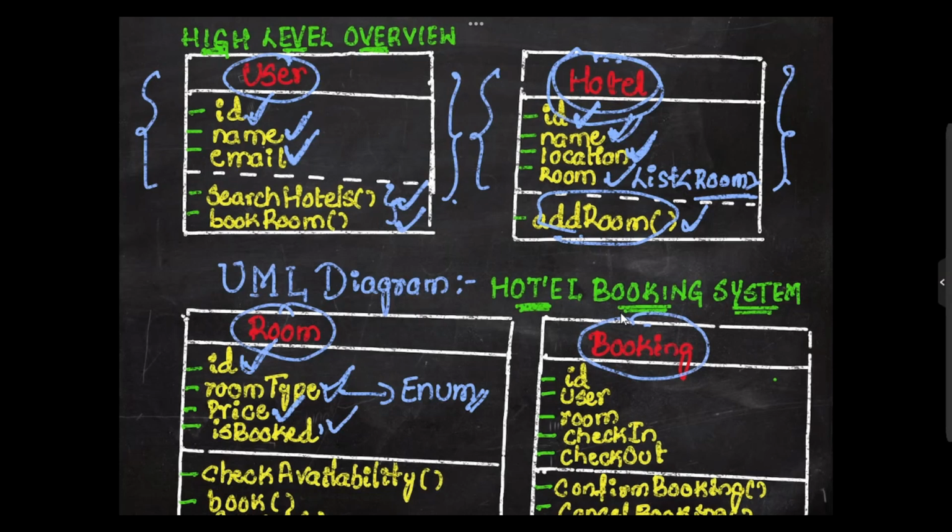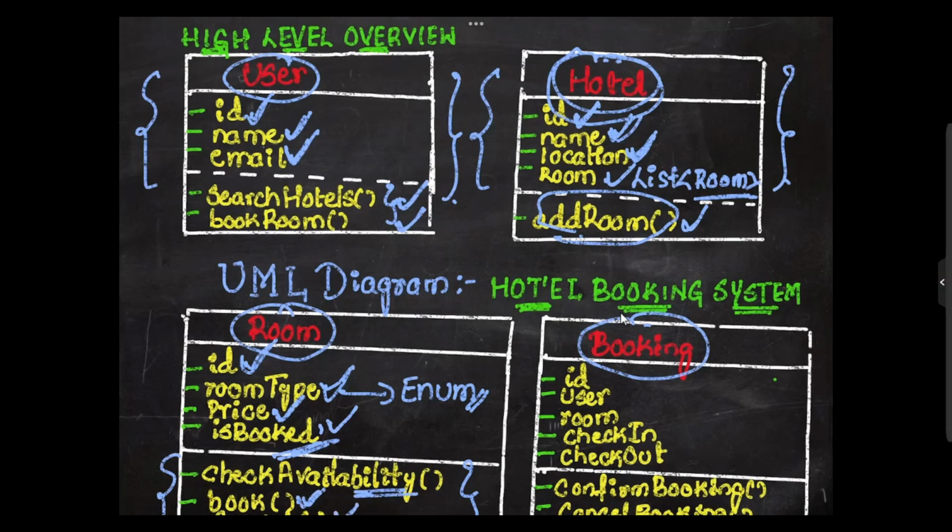Whenever you read is booked, you would have already guessed that this will be of the type boolean. Basically we'll be making use of the hash map, and the value will be of the type boolean. So this is fine. These three methods will be used within the room class: one is check availability, one is book, and we should be able to cancel the room.